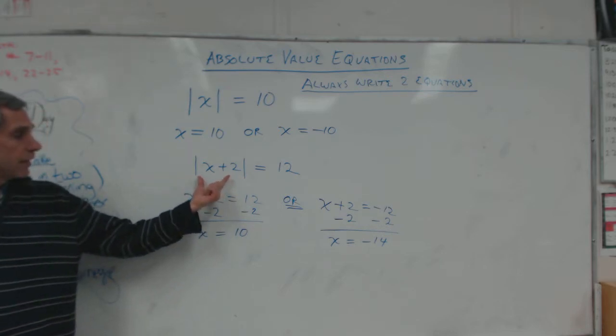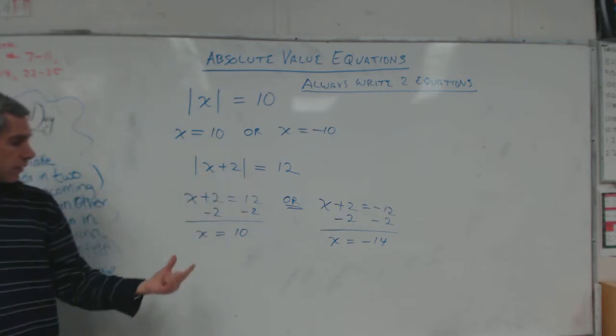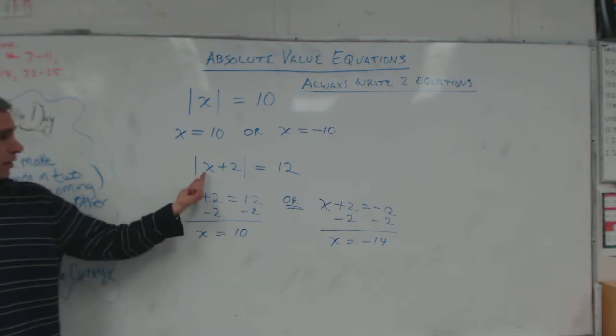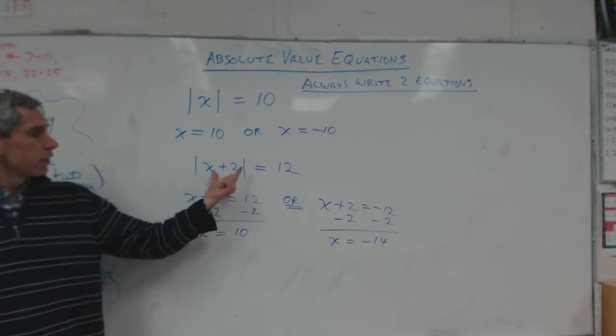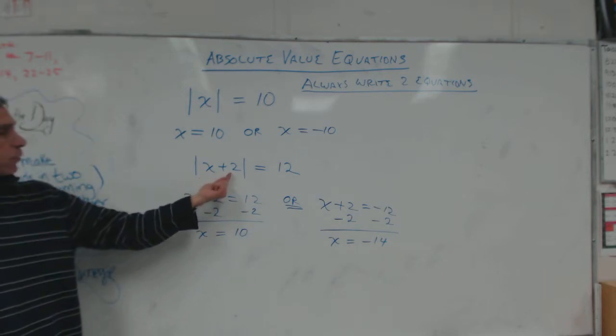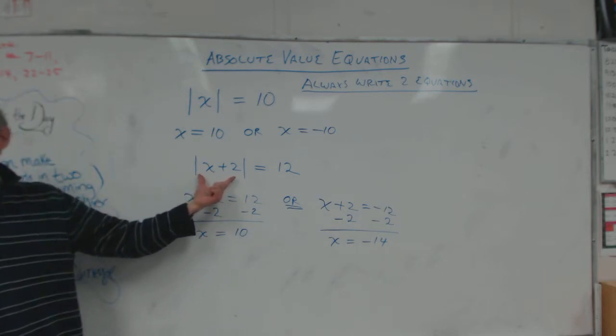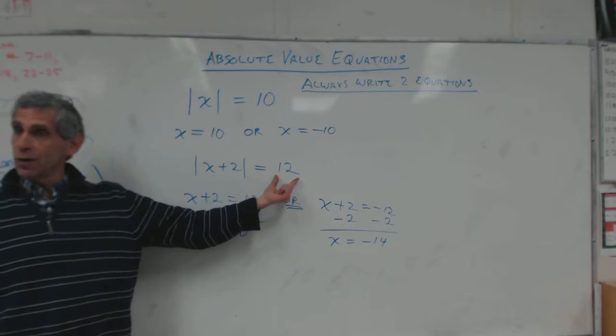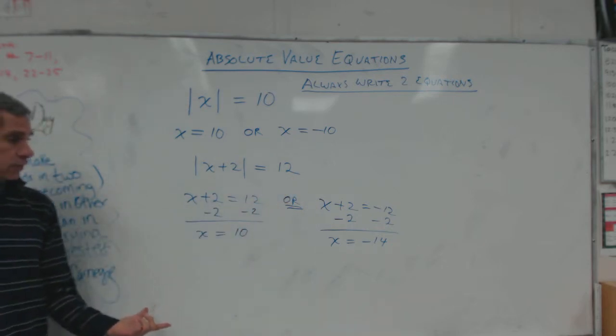Two answers would make this actually a true statement. When x is 10, 10 plus 2 is 12. The absolute value of 12 is 12. Or when x is negative 14, negative 14 plus 2 is negative 12. Absolute value of negative 12 is positive 12, right? So I have two answers.